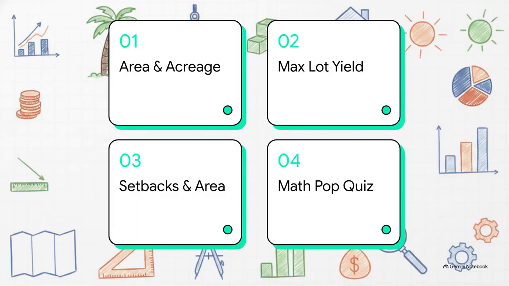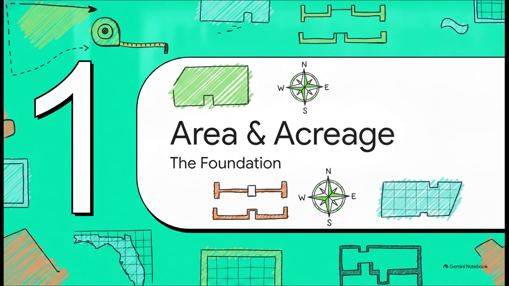Here's our exact blueprint for today's session: area and acreage conversions, calculating maximum lot yield, setbacks and buildable area, and finally, a Florida math pop quiz. Section 1. Area and acreage conversions, the foundation.